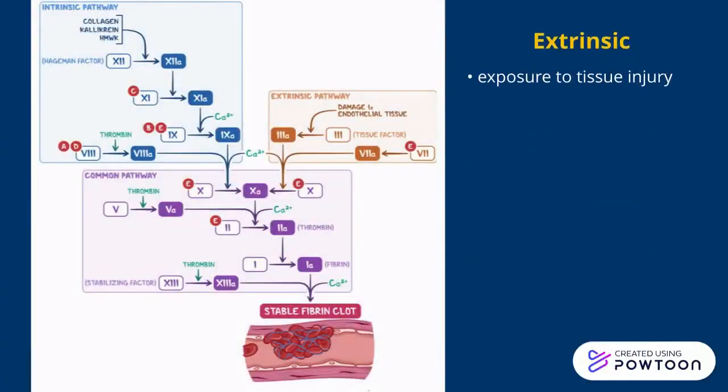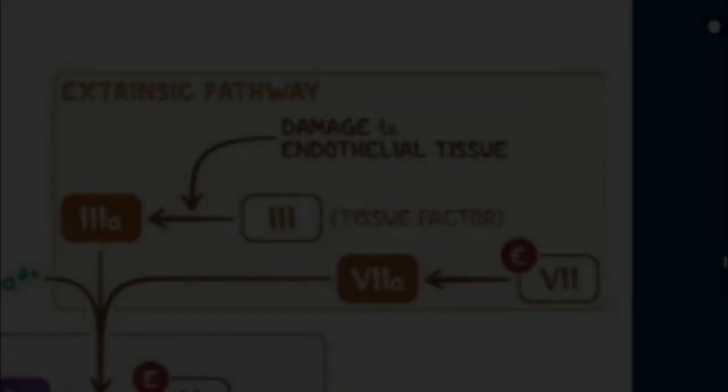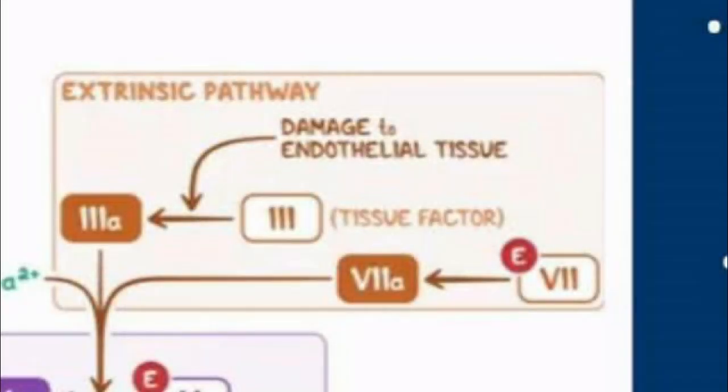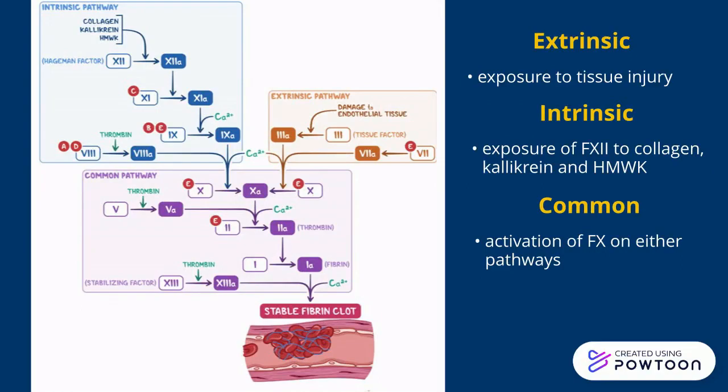The extrinsic pathway begins when there is injury to the endothelial tissue, exposing factor 3 or the tissue factor to the blood. Once activated, it involves the initiation of tissue factor and its interaction with factor 7. Meanwhile, the intrinsic pathway begins when factor 12 or the Hageman factor is exposed to the collagen, kallikrein, and high molecular weight kininogen, and is subsequently activated.